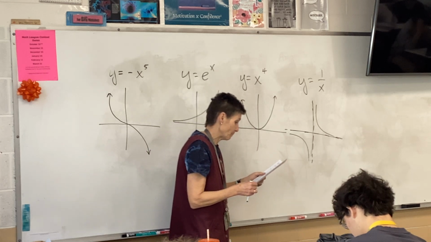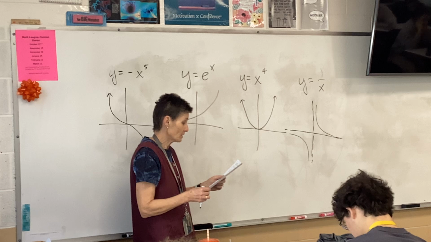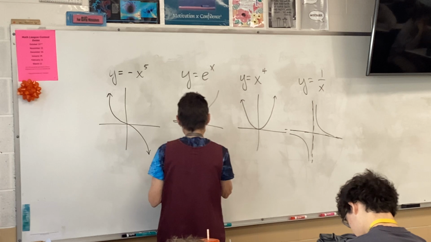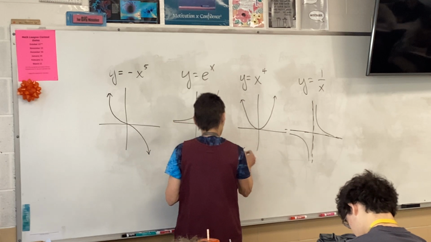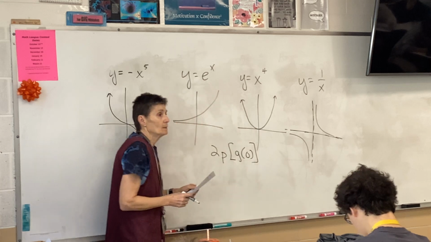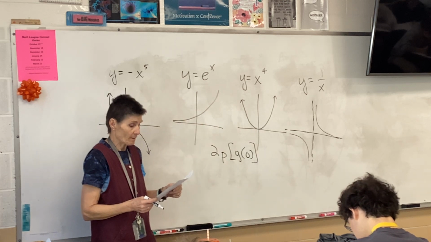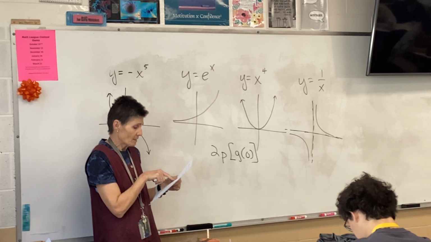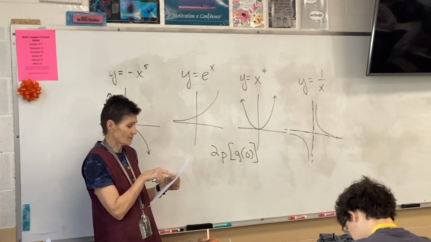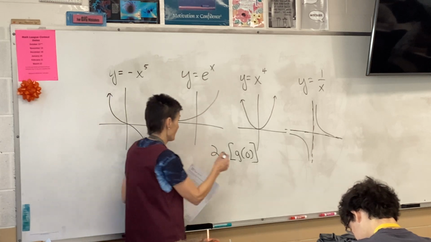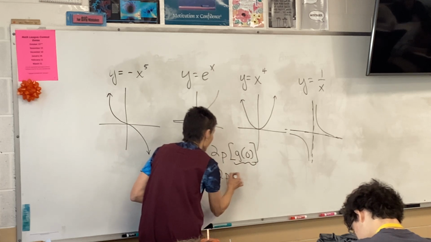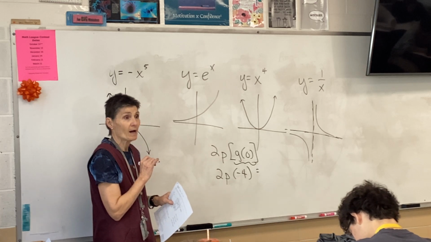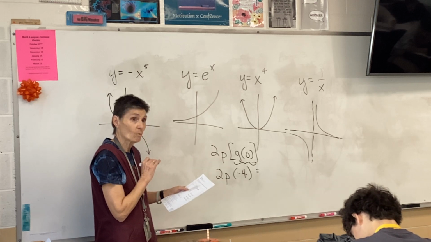All right, number 2. We have 2 functions. P is the equation, G is the picture, and we want to find 2P of G of 0. All right, what are we going to do first? Find G of 0. And that's going to come from our picture. So it looks like G of 0 is -4. So this right here is -4.